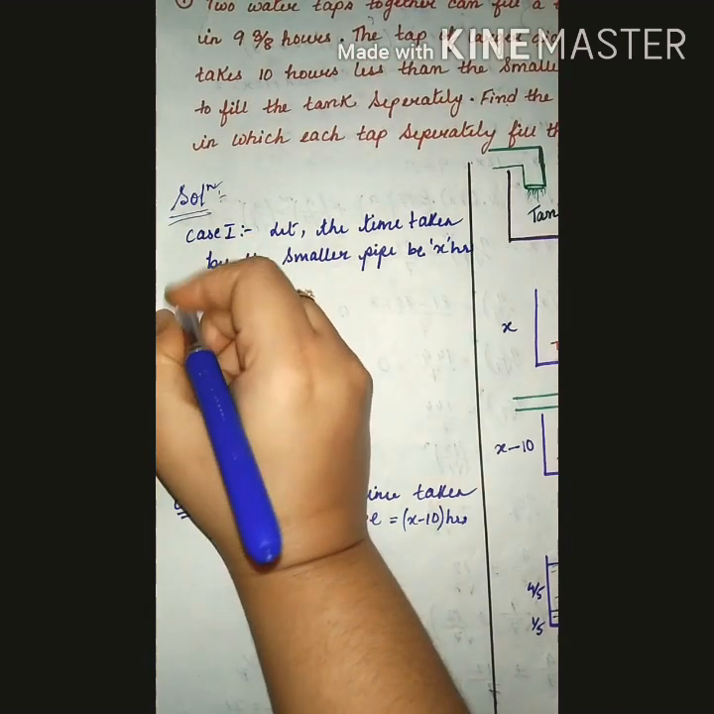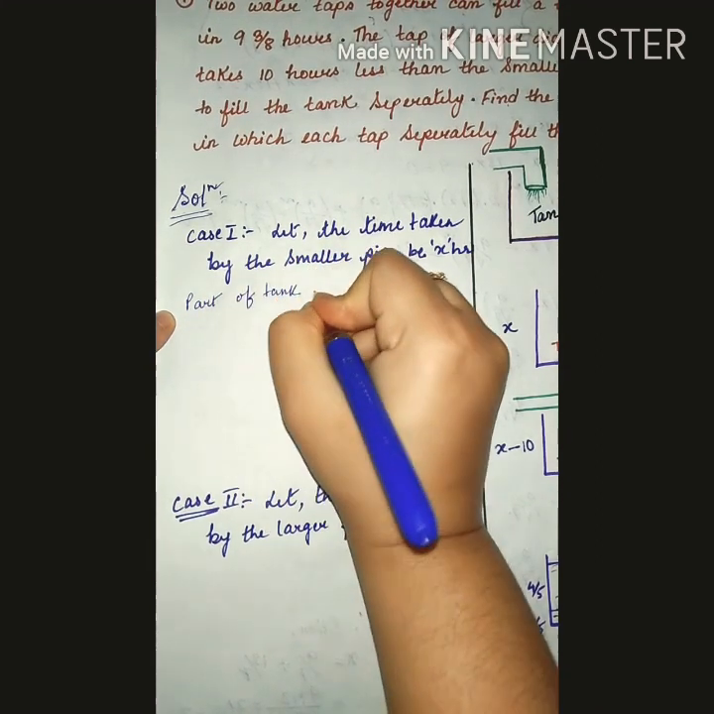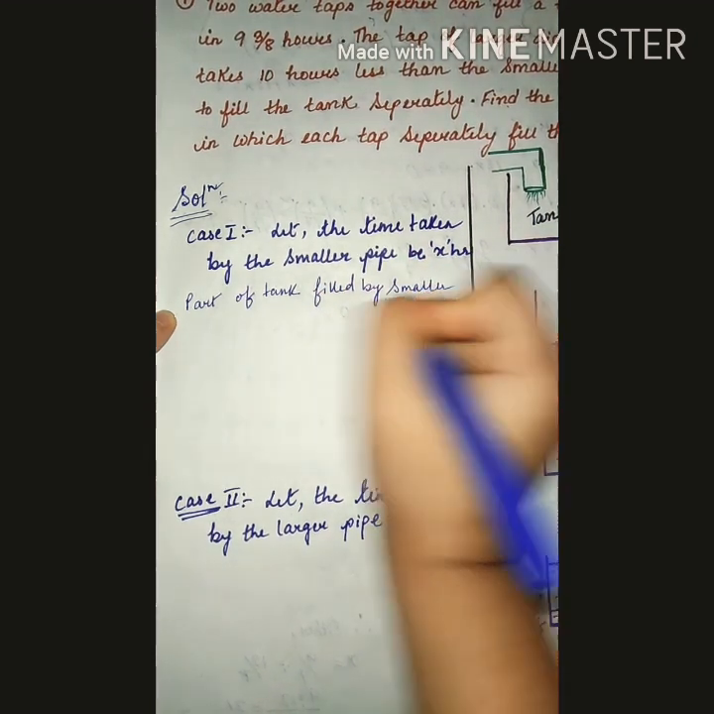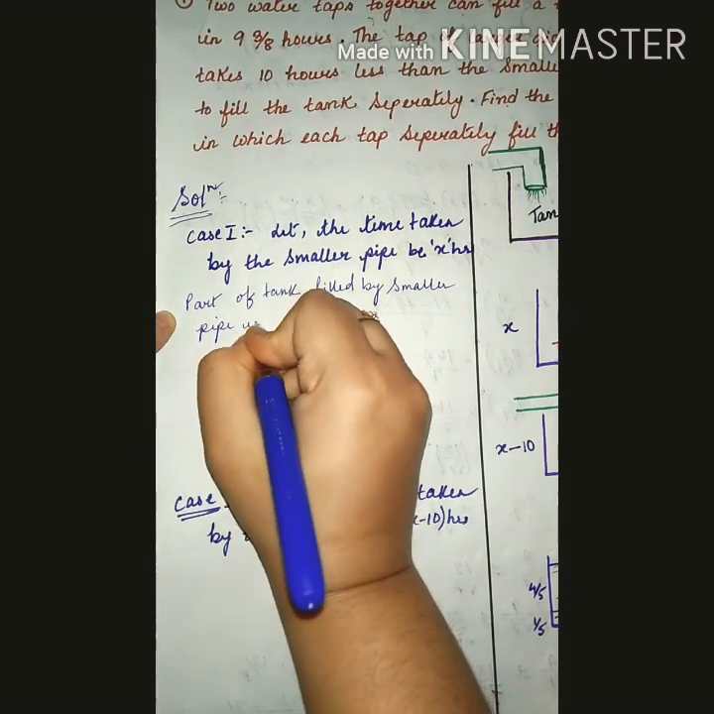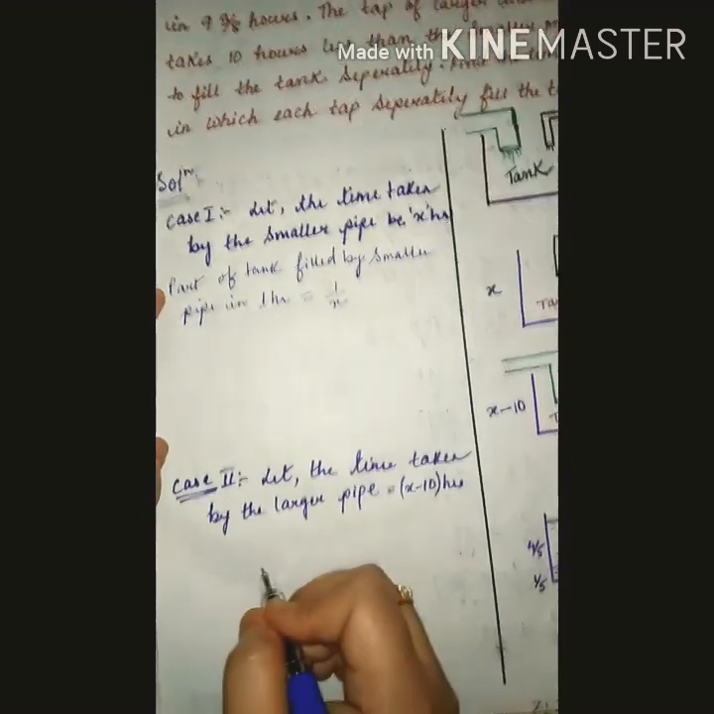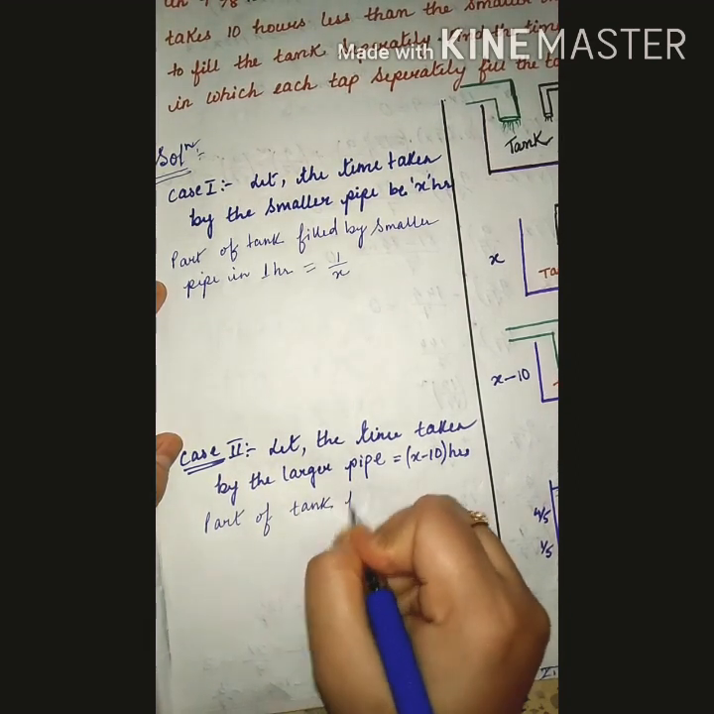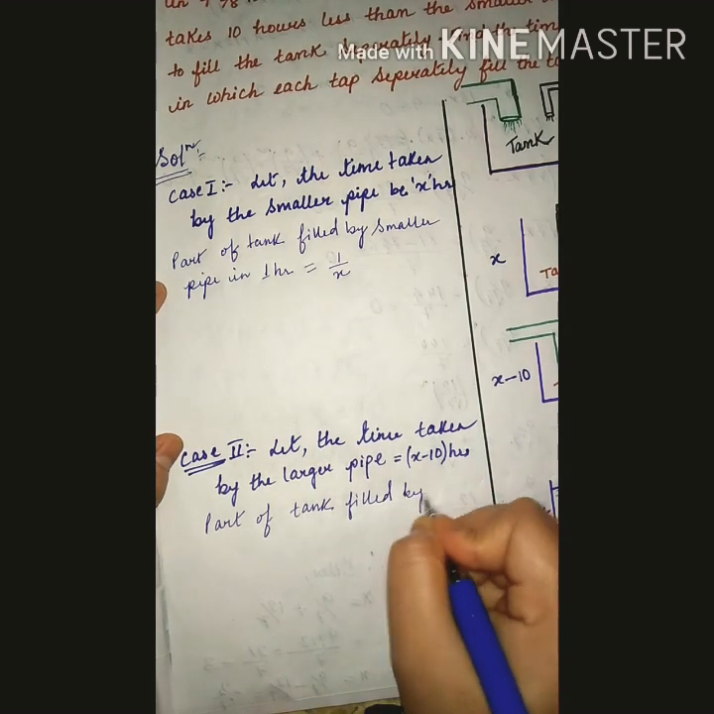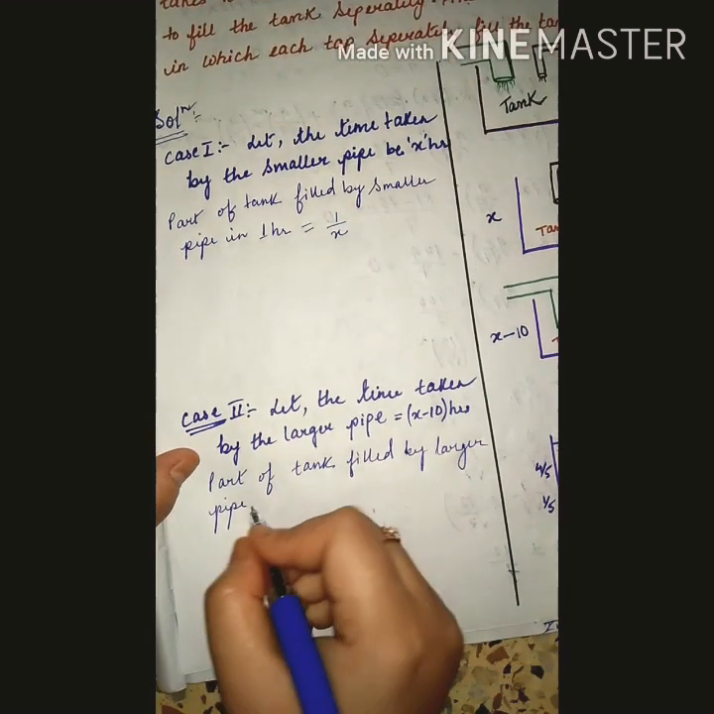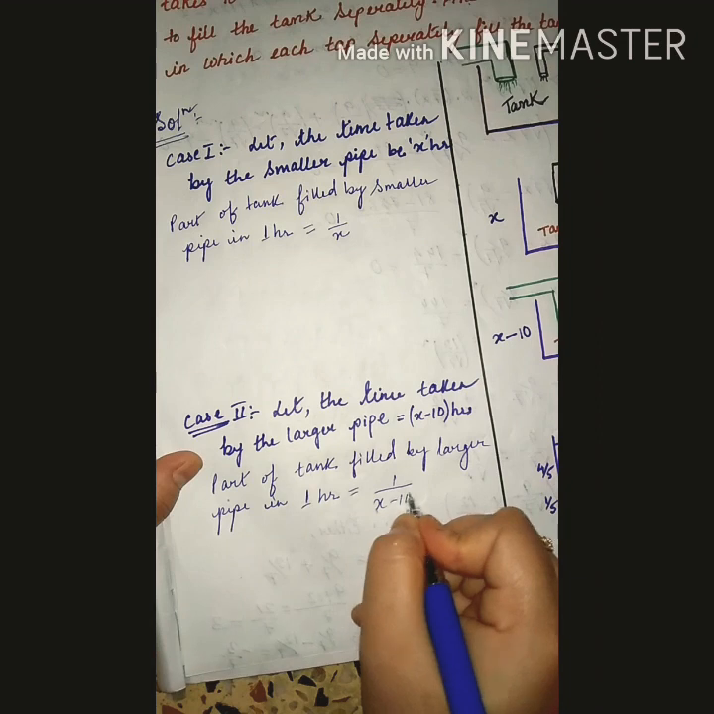So, part of tank filled by smaller tap or pipe, you can write, in 1 hour is equal to 1 by X. Similarly, part of tank filled by larger pipe in 1 hour is equal to 1 by X minus 10.